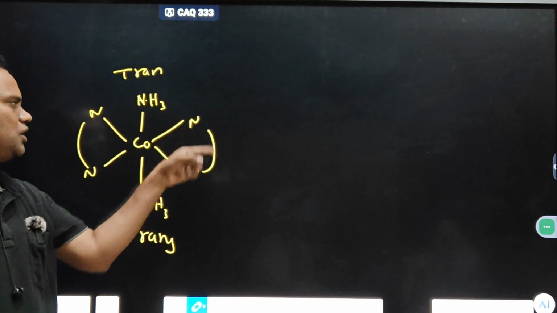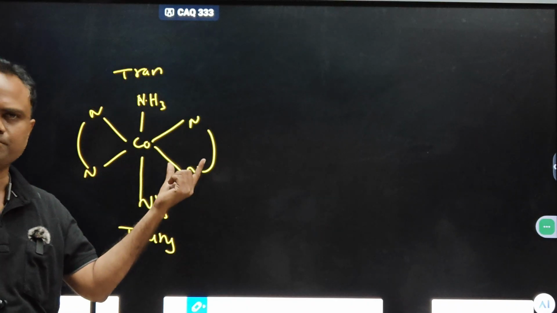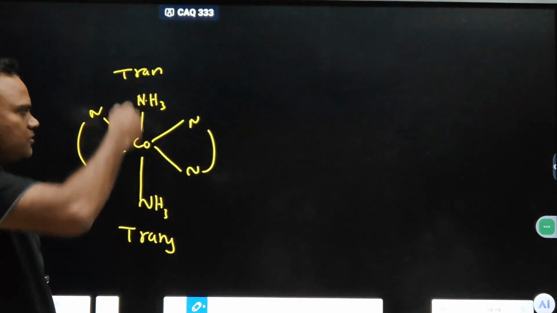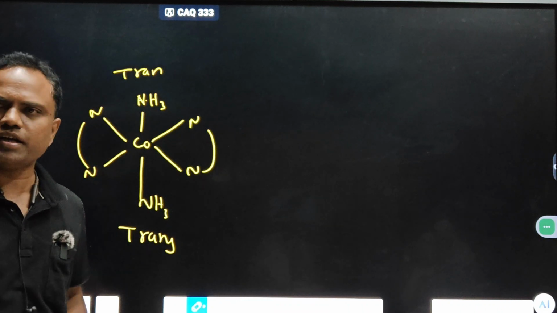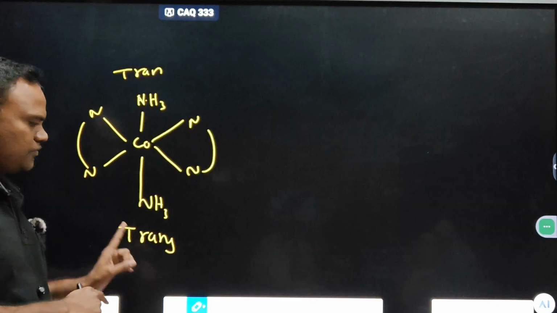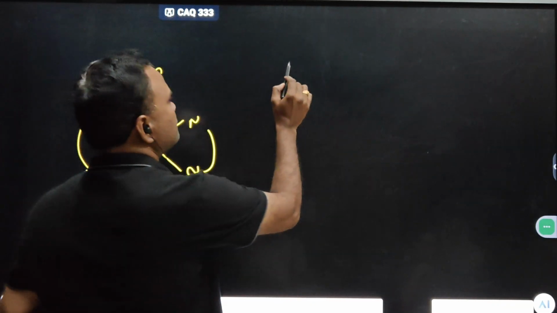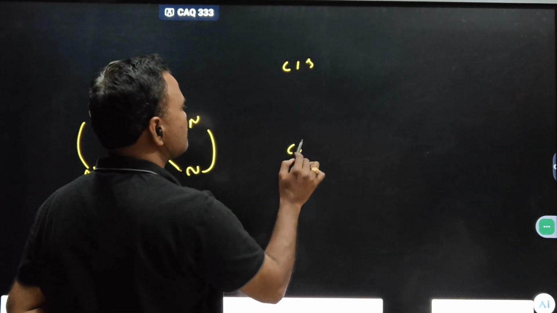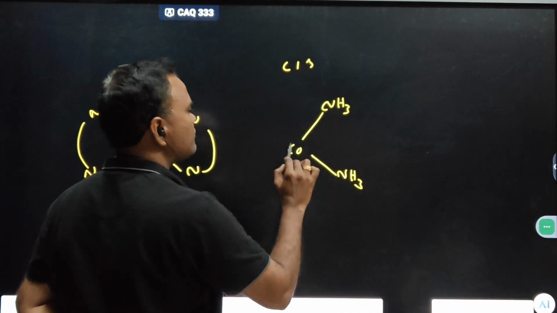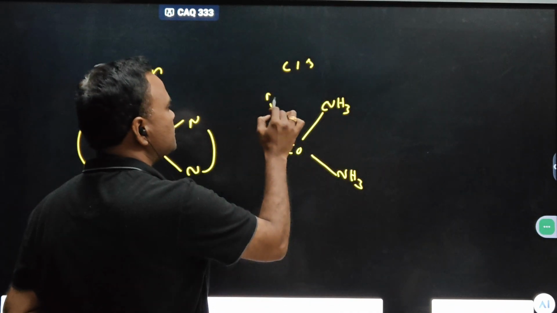Cl 2 times, NH3 2 times. Plane of symmetry is possible here. Optically active or inactive? This is the inactive form. But if this is a trans, only one trans. For cis, see, this is cis. We know for cis, optical isomerism is possible or not? Yes.